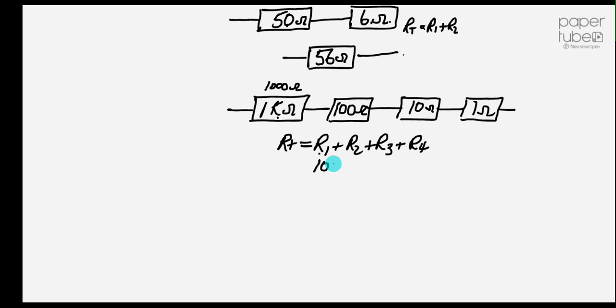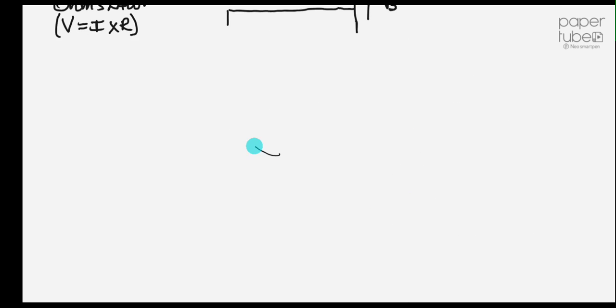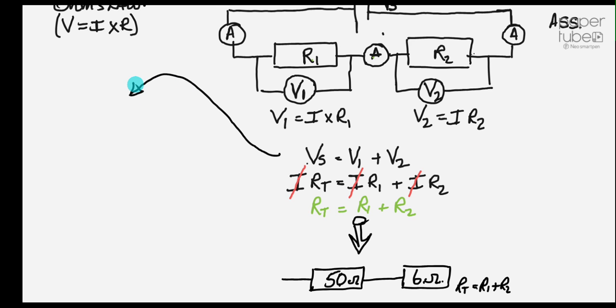So that was 1,000. Put them all into the same unit. Plus 100. Plus 10. Plus 1. So that gives me 1,111 ohms. Fair enough? Now, I want to go up here and look at another. Sometimes you have to break these questions down.